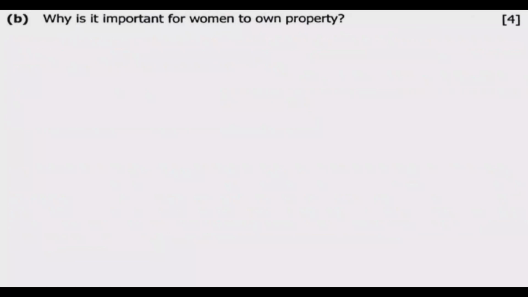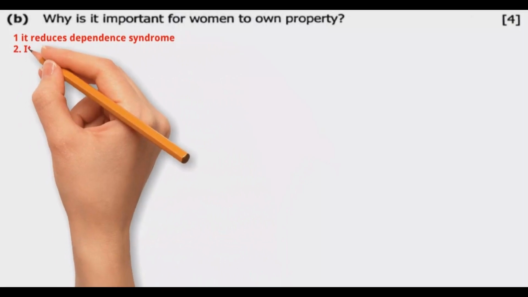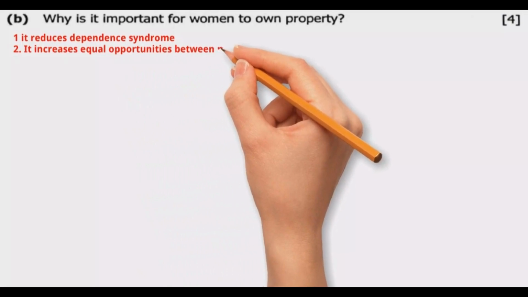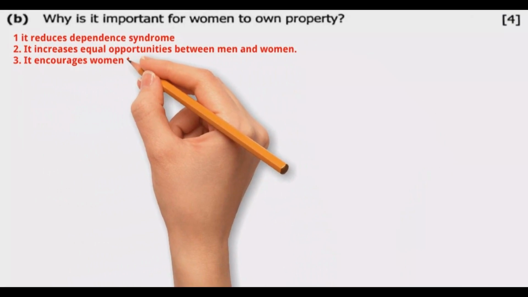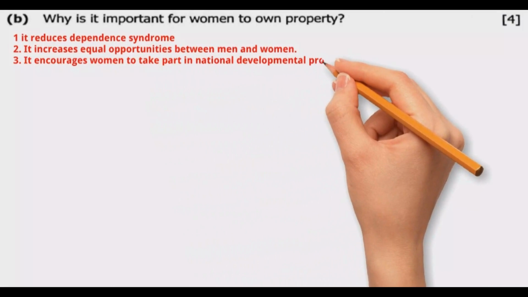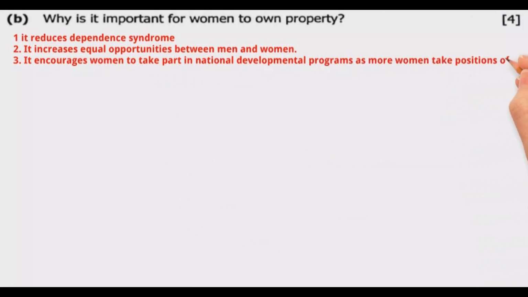Question 2B is as follows. Why is it important for women to own properties? Okay, the first point is 1, it reduces dependence syndrome. 2, it increases equal opportunities between men and women. 3, it encourages them to take part in national development as more women take positions of leadership in our country.